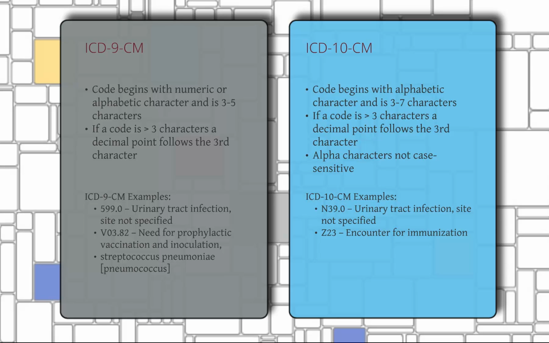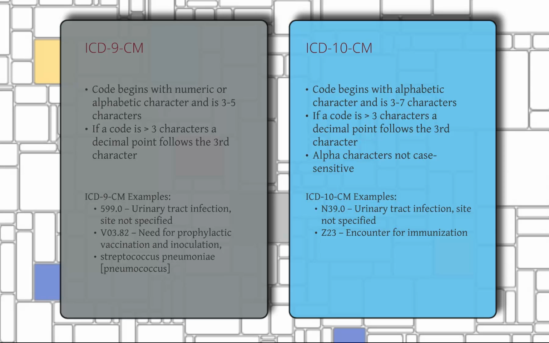I have provided some examples of ICD-9-CM and ICD-10-CM codes to illustrate the two different code sets and to provide some comparison. Code 599.0 is the code for a urinary tract infection in ICD-9-CM. This code is found in Chapter 10, Diseases of the Genitourinary System. The code for urinary tract infection in ICD-10-CM is N39.0. It is found in Chapter 14, Diseases of the Genitourinary System.